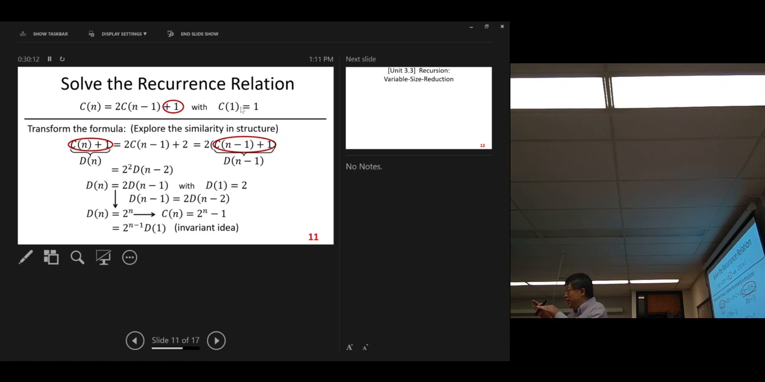So here you can see, this is a simple recurrence relation, pretty simple. But when you solve it, how many techniques do we use? First, transformation. That's something not very easy. After that, invariant. Two big ideas. Transformation, exploring similarity in structure. That's the first big idea. Second, invariant idea. Then you can solve it.